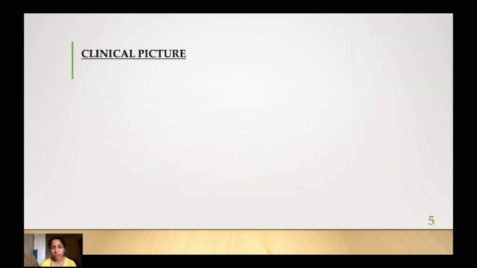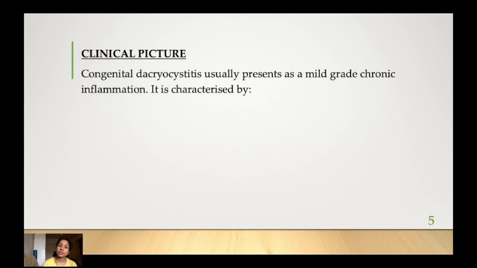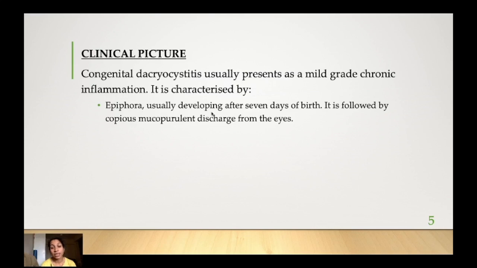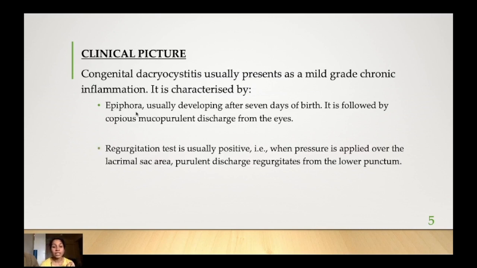So clinical features, the symptoms: congenital dacryocystitis usually presents with a mild grade chronic inflammation. It is characterized by epiphora. Epiphora develops after 7 days of birth. After 7 days of birth, there will be watering eyes, followed by copious mucopurulent discharge from the eyes. Regurgitation test is usually positive. If we give pressure over the lacrimal sac area, purulent discharge regurgitates from the lower puncta. Swelling on the sac area may appear eventually.